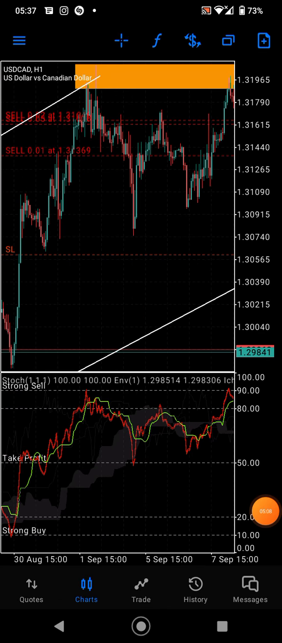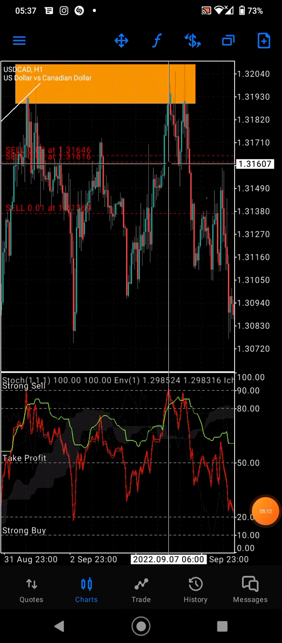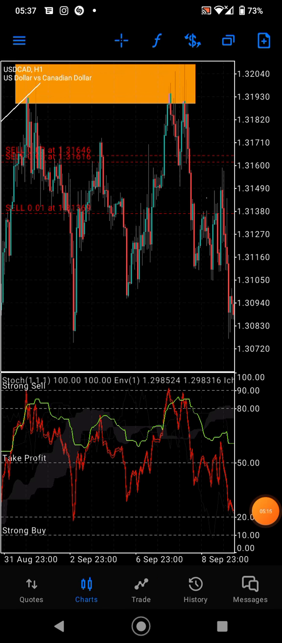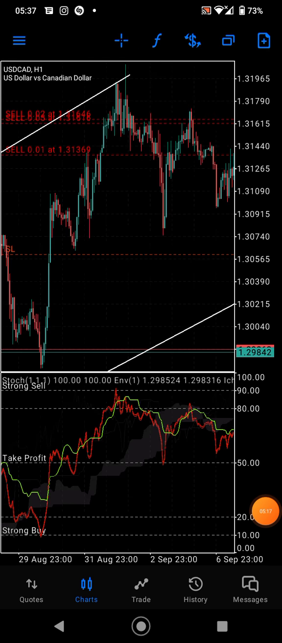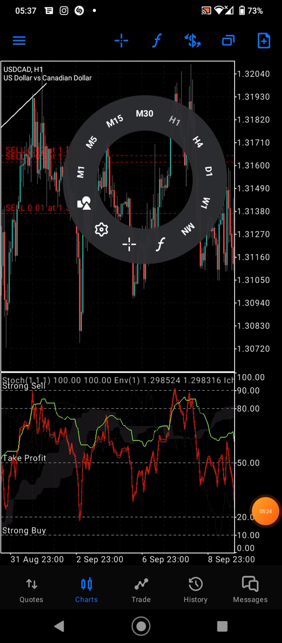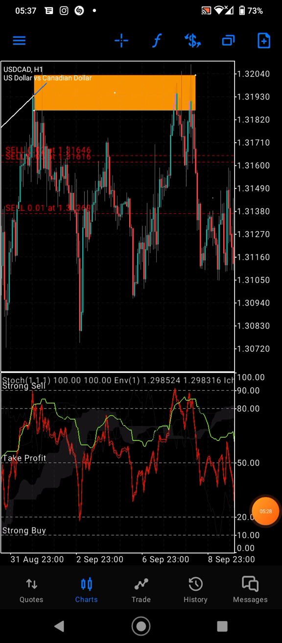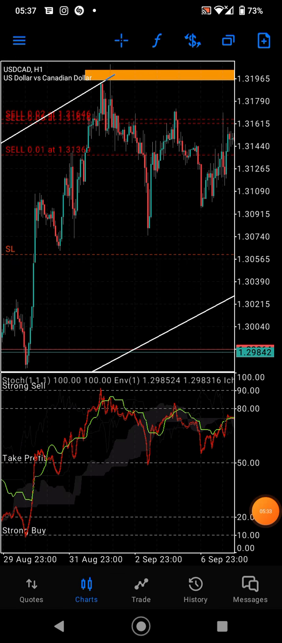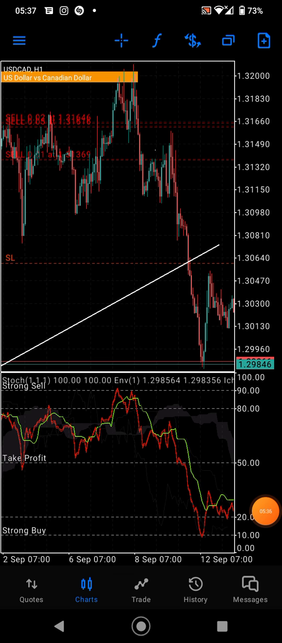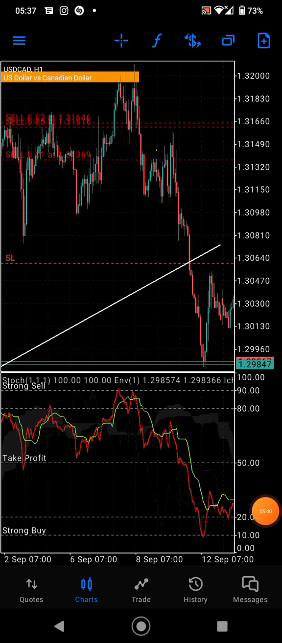a double top here. I saw a double top here, guys. That was my second confirmation. This was a strong one actually. Yeah, this was the second strong one.